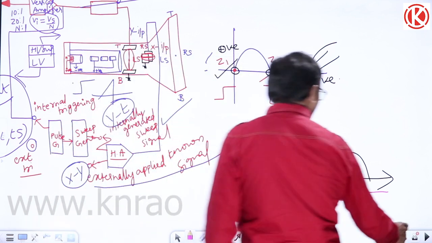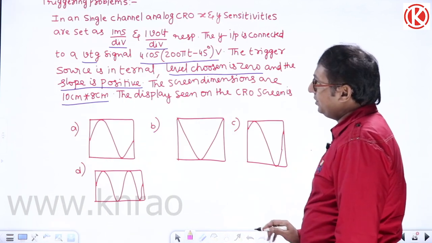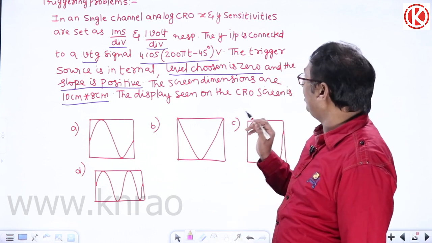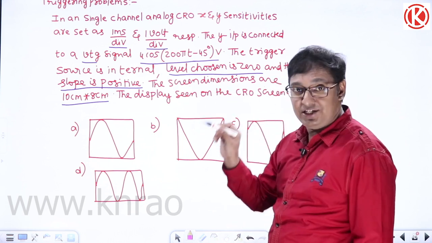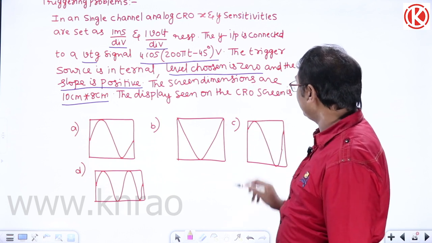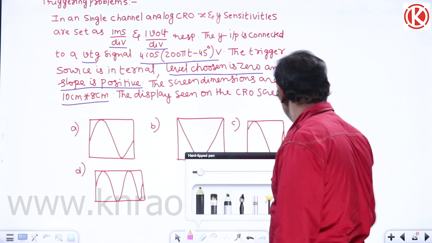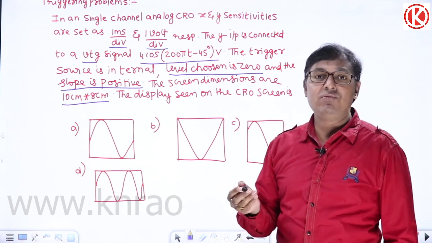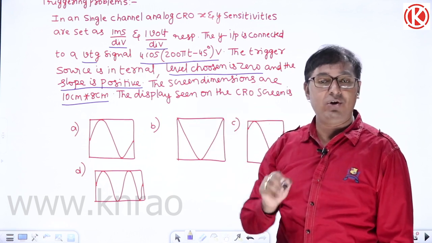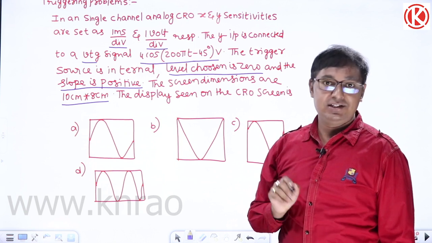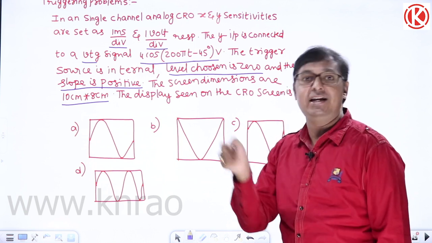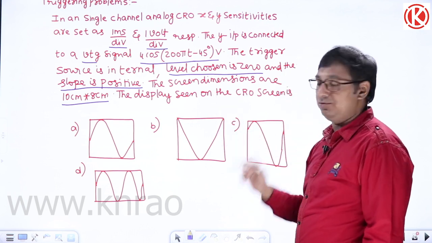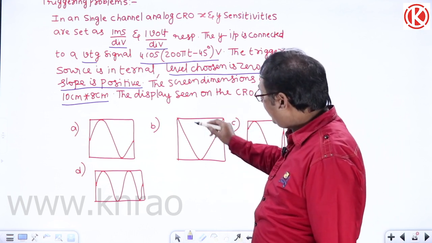Now let us look into your question. What is the statement given? The triggering source is internal, and the level chosen is 0. Means from 0 it has to start. If you choose 1 volt, from 1 volt it has to start. If you choose 2 volt, from 2 volt it has to start. If you choose minus 1 volt, from minus 1 volt it has to start. And the slope is what? Positive slope.